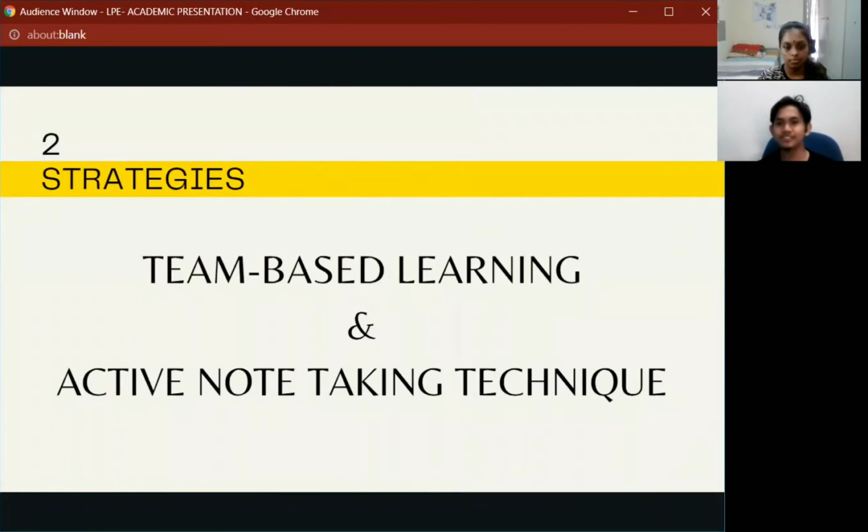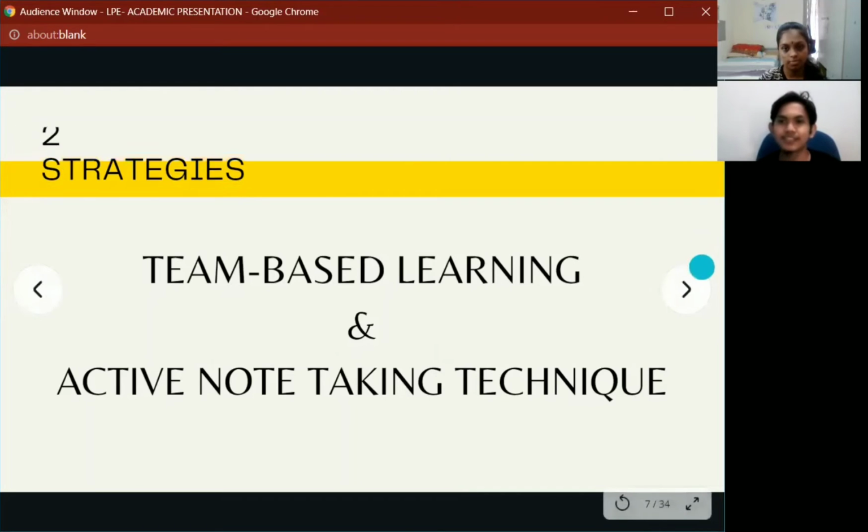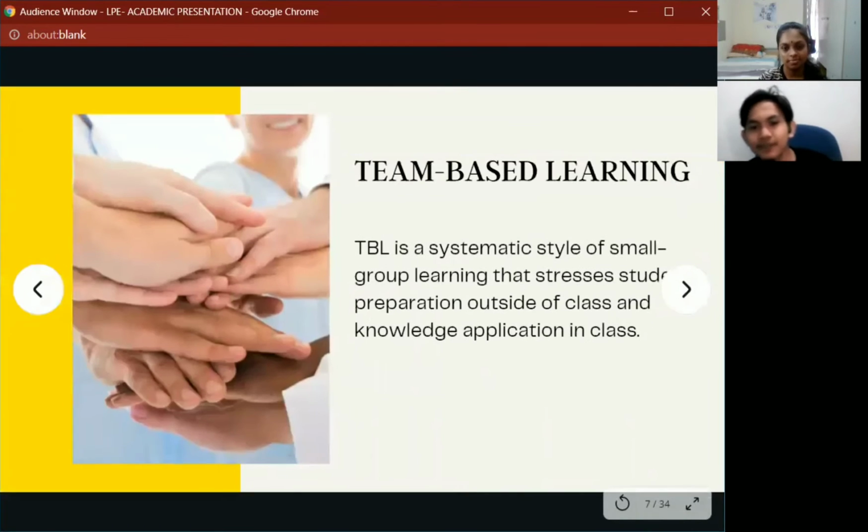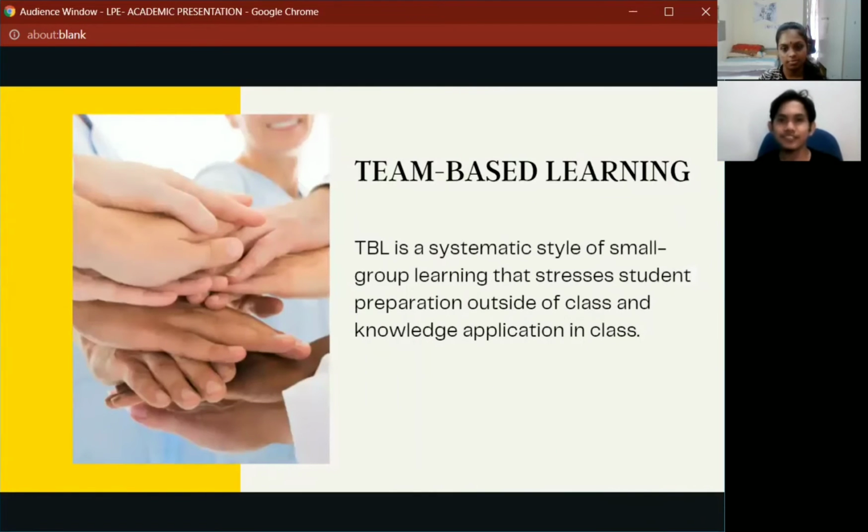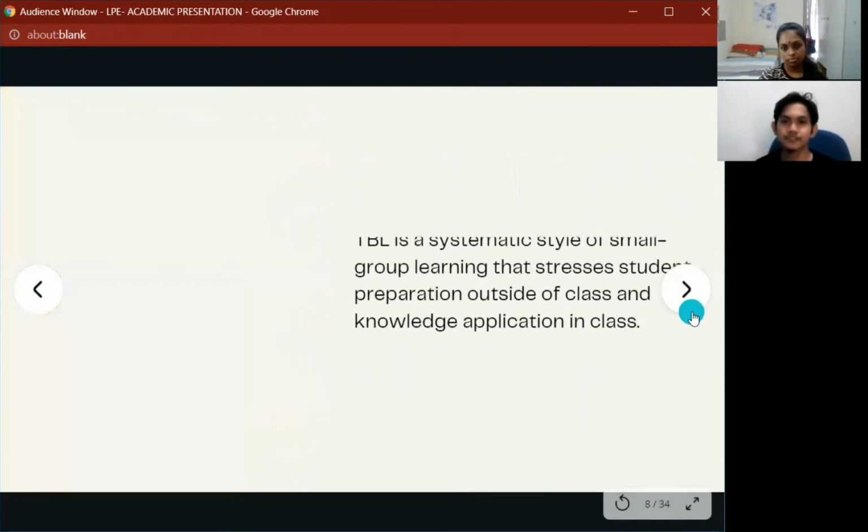The two strategies that we have chosen are team-based learning, which will be covered by me, and active note-taking technique, which will be explained by Ms. Laliitha. Team-based learning is actually the same as a study group, just using a fancier name. It consists of 5 to 7 people in a group, and it stresses students to make preparation outside of the class and knowledge application in the class itself.